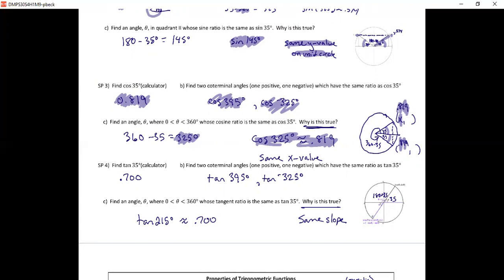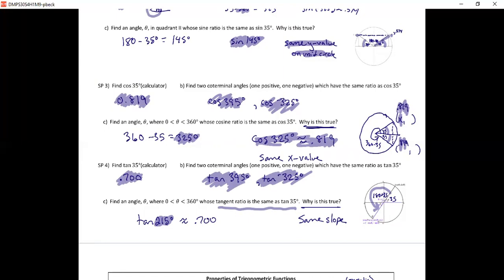But what about tangent? In order for us to work with tangent, first in the calculator, tangent of 35 degrees is 0.700. Those zeros are actually important, so make sure you write it. Same 2 coterminal angles. That's not any different. But to have the same tangent ratio means I need to have the same slope. So to have the same slope, we have to add 180 degrees to my 35, which is 215 degrees. And if we check in the calculator, tangent 215 degrees is 0.700.